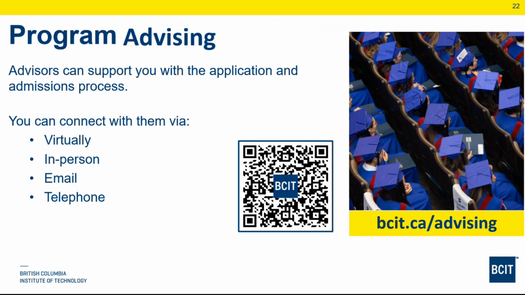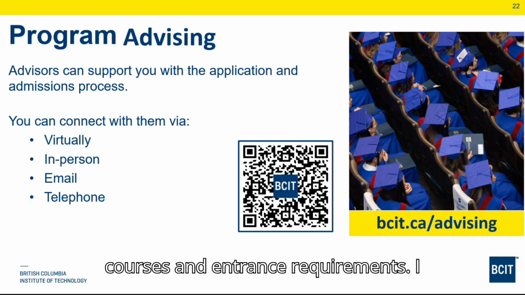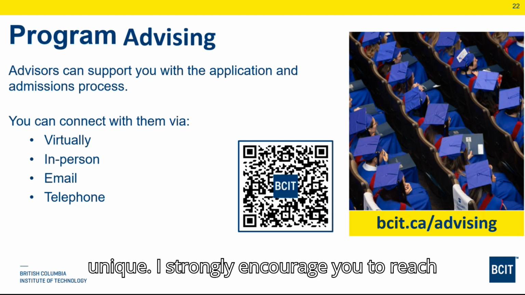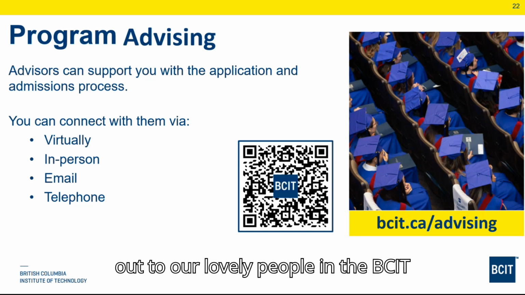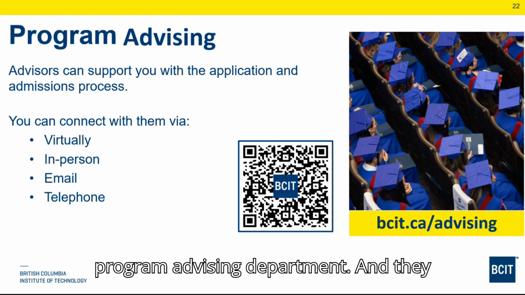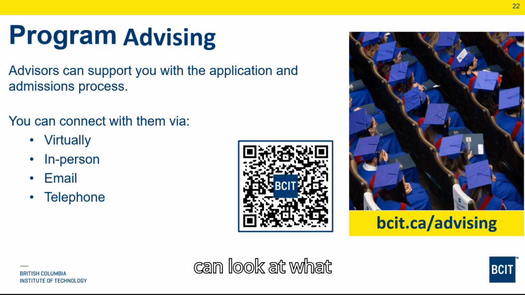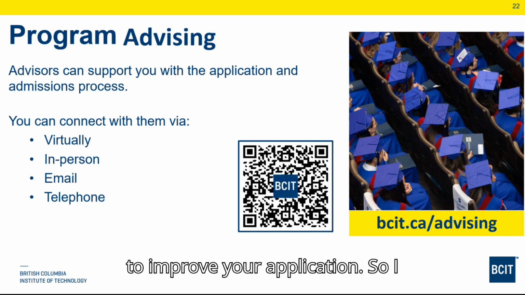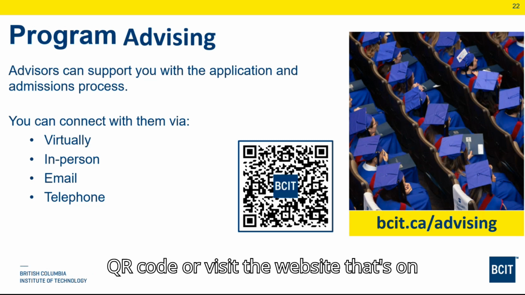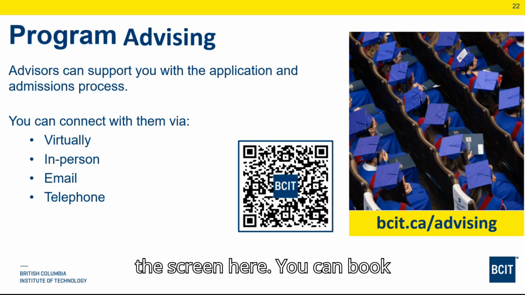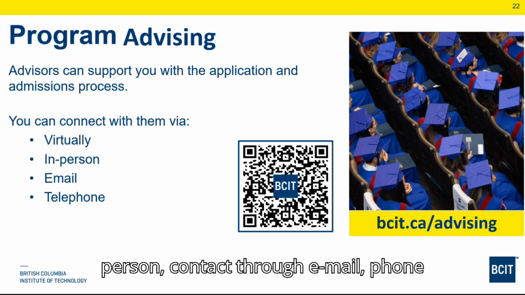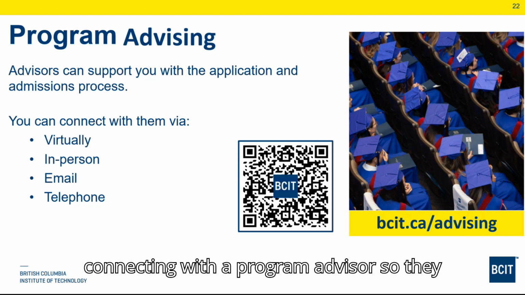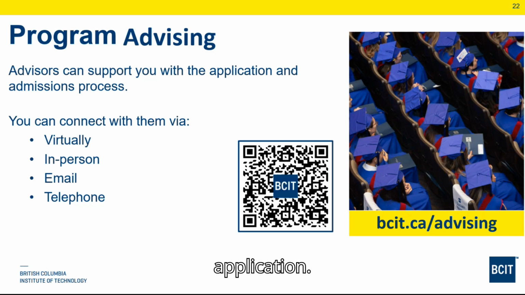So I know I've talked a lot of information about applications and courses and entrance requirements. I think sometimes your situation might be unique. I strongly encourage you to reach out to our lovely people in the BCIT program advising department, and they can look at what courses you take in, maybe offer some direction in terms of what you might need to improve your application. So strongly encourage you to either scan the QR code or visit the website that's on the screen here. You can book appointments with them virtually, in person, contact through email, phone calls. There's multiple ways of connecting with a program advisor so they can assist you with your application.